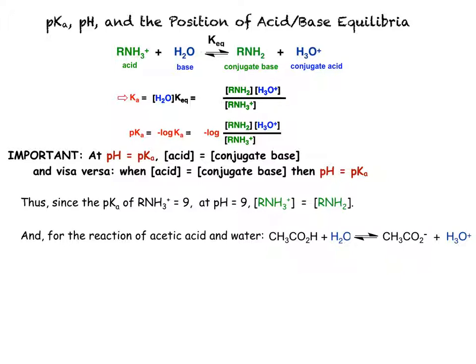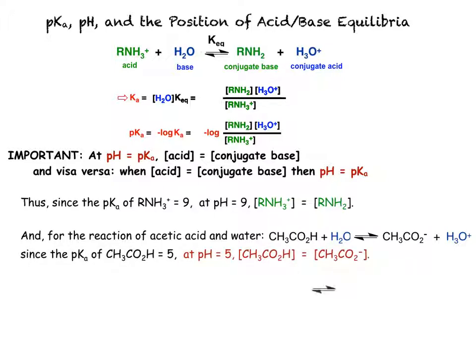This is acetic acid in water. Acetic acid is going to lose a proton to make the conjugate base, which is the acetate at the right, and hydronium ion. Again, for all of these, water has to be the base when we're talking about these. These are acid-base reactions in water. And so the pKa of the acetic acid is 5, so at a pH of 5, the acid and the conjugate base are in the same concentration. Therefore, the concentration of the acetic acid is equal to the concentration of acetate.